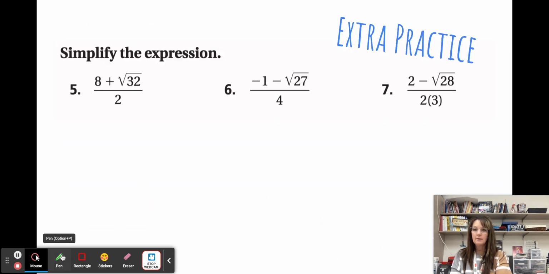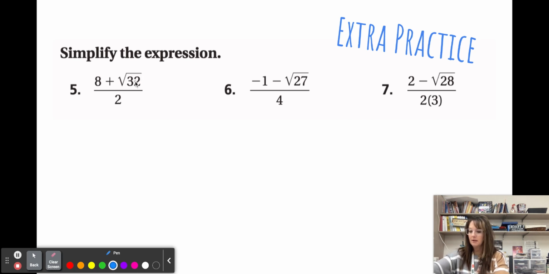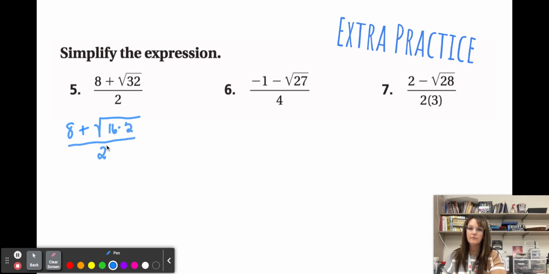All right. So in simplifying this one, we're going to first work with the numerator, and it's an expression. So we need to simplify the square root of 32. So I'm going to rewrite it, and then it's going to be 8 plus, and then 32 is going to be like 16 times 2, right? All over 2. So all I've done is factored that.